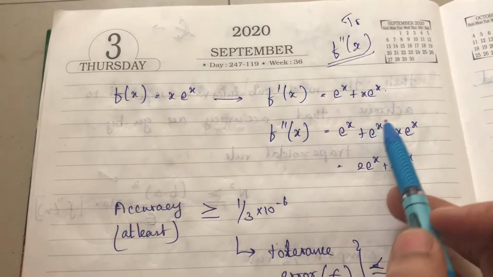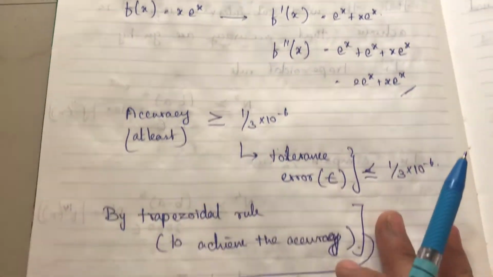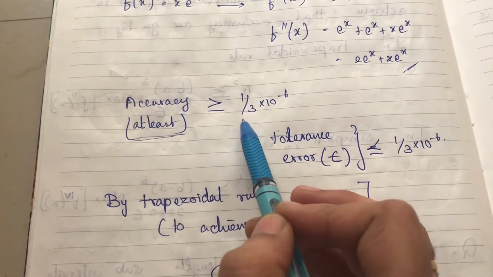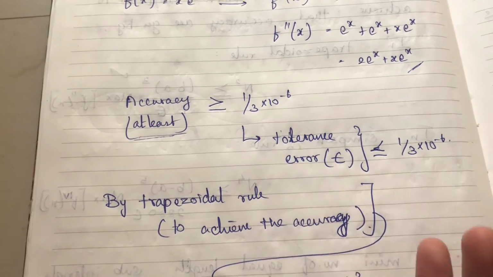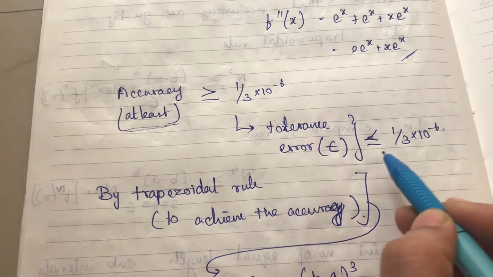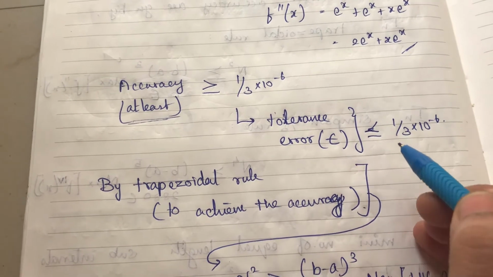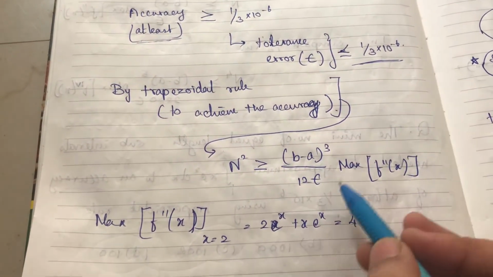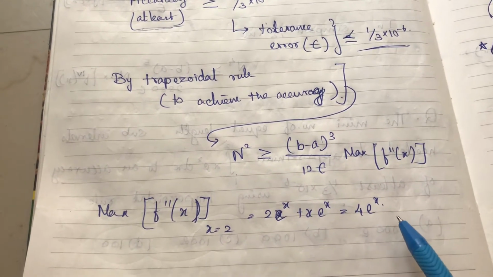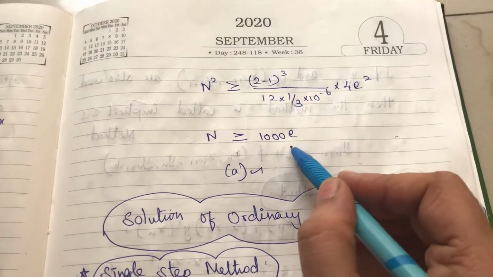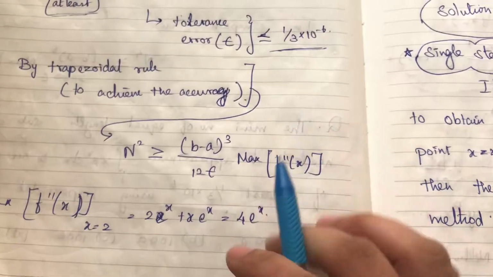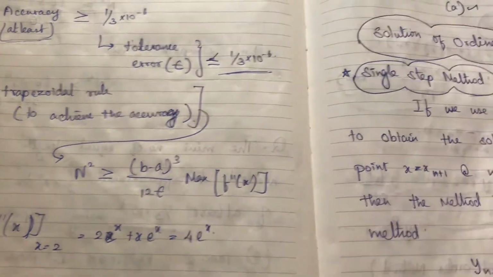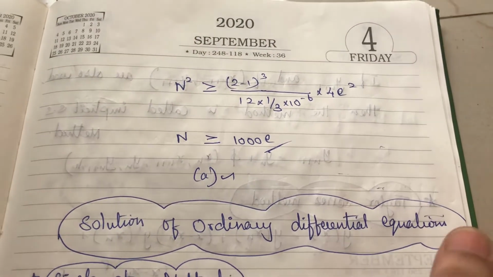So I am just finding the derivatives here, the second derivative, and then what is the accuracy? They have given the accuracy as at least this term, meaning greater than or equal to, so the error will be the opposite, less than or equal to. So we have found the error here. Just substitute this error in the formula, and we know all the other values, and we will get the value as 1000. Don't worry about the word maximum. Just substitute all the values and you will get the answer as 1000.